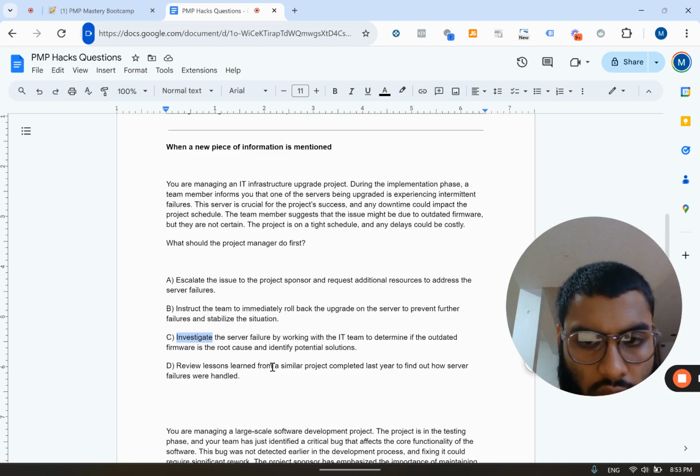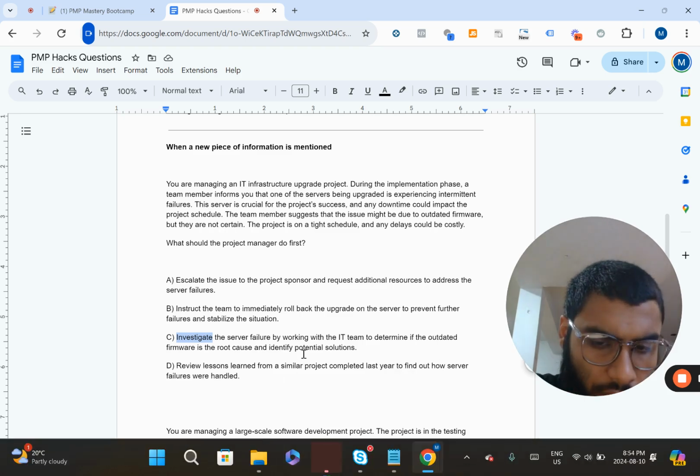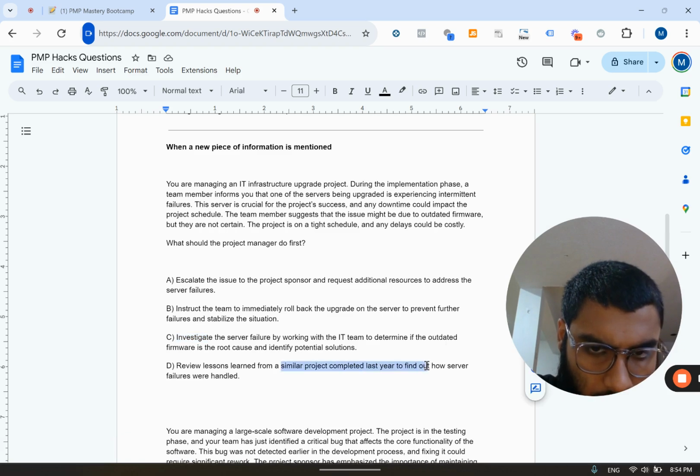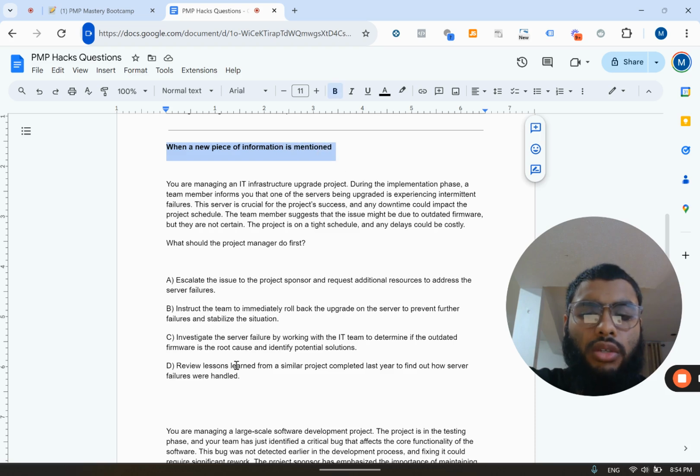Review lessons learned register from a similar project completed last year to find out how server. Okay, now this is a good example. How do we know that there's a similar project that has been completed? The question does not indicate anything. Because the answer mentions a piece of new information that has not been mentioned in the question, we eliminate that answer. This is gone. This is our small PMP hack in action. D is gone. C is going to be the answer.